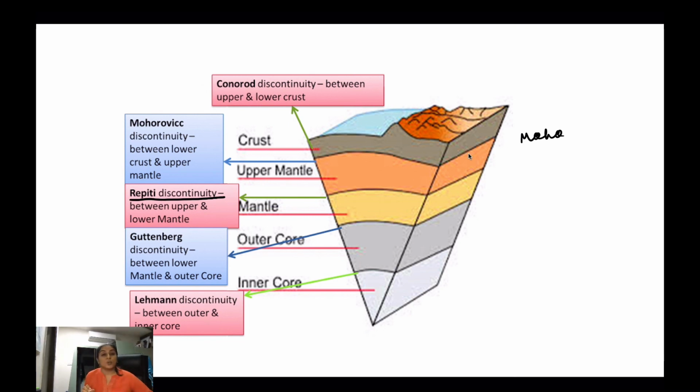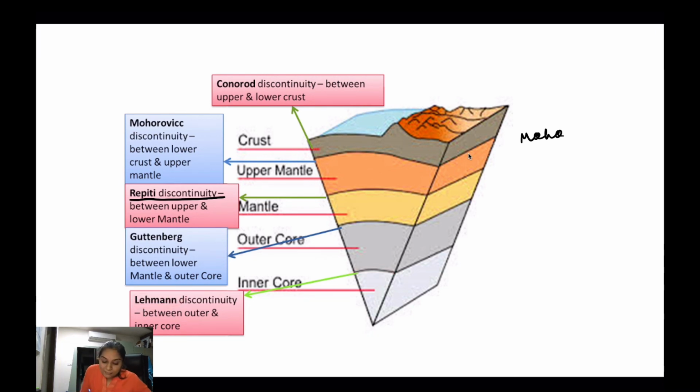Then comes the Gutenberg discontinuity. This discontinuity is basically marking the distinction between the outer core and the lower mantle. So the outer core is again liquid, because there the iron is found, and it has a low melting point, as we discussed earlier. So it is going to be in the liquid form, and the upper and the lower mantle are going to be in the rigid form. So that discontinuity is the Gutenberg discontinuity. And then the outer core is liquid and the inner core is extremely dense and it is solid. So that discontinuity is marked by the Lehmann discontinuity.